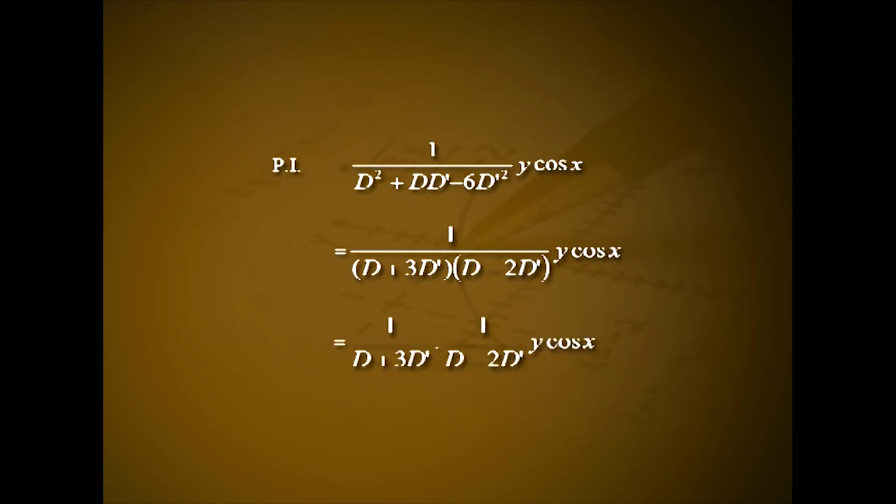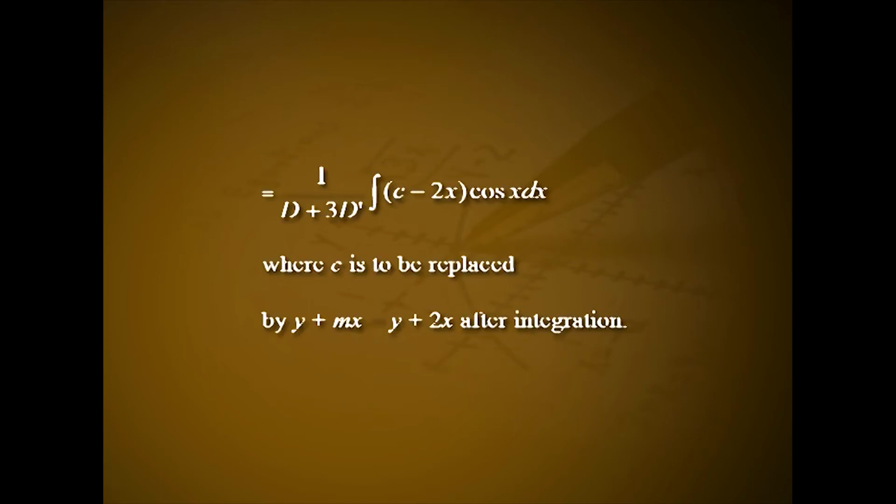The particular integral is PI = 1/(D² + DD' − 6D'²) of y cos x. That is equal to 1/((D + 3D')(D − 2D')) of y cos x, that is equal to 1/(D + 3D') × 1/(D − 2D') of y cos x, that is equal to 1/(D + 3D') of the integral of (c − 2x) cos x dx, where c is to be replaced by y + mx = y + 2x after integration.